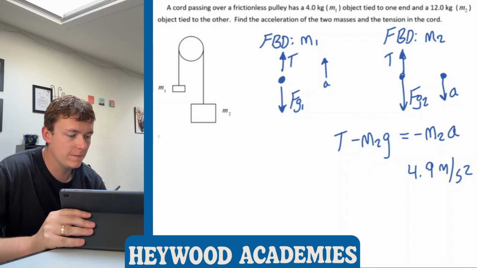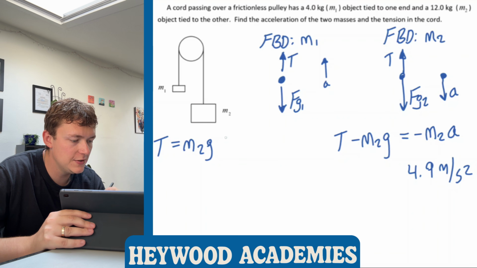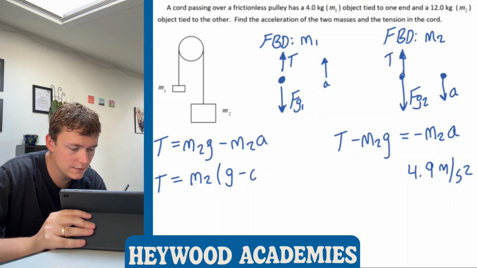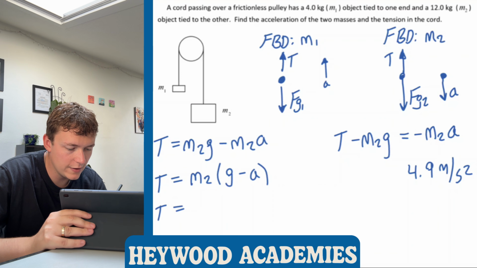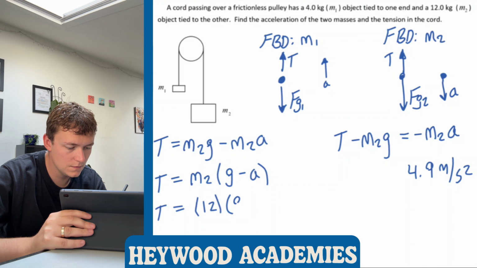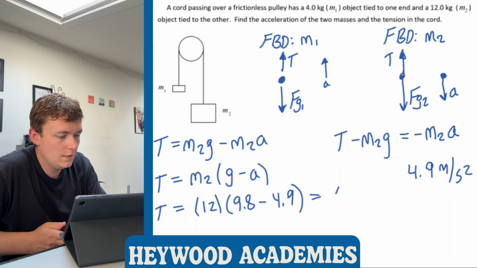So we want to solve for the tension, and now we have enough information to do so. So I'm going to bring the m2g over to the other side, and then we can plug in the acceleration here. And let's actually factor this as well. Let's go m2 times (g minus a). And now let's plug in our numbers. Alright, so we had m2, which was 12, acceleration, which was 4.9. So we'll plug that in, and we'll get a value for that tension. 58.8.